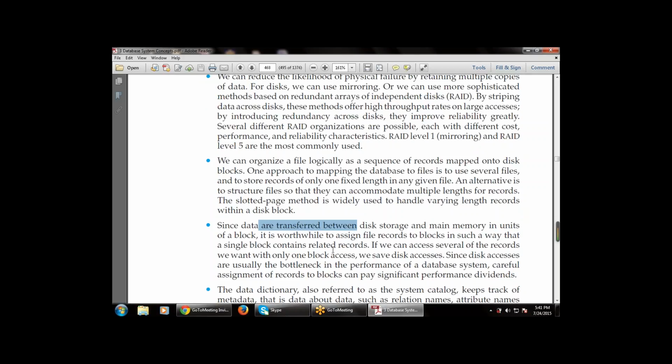The next point says the data are transferred between the disk storage and the main memory in units of a block. That is, whenever we store data in files, they are logically divided into various blocks in which the data will be stored. So first there is the concept of files, then blocks, in which the data will be stored in the form of records. So first there are files, then blocks, and in the blocks there are records. Records contain the information.